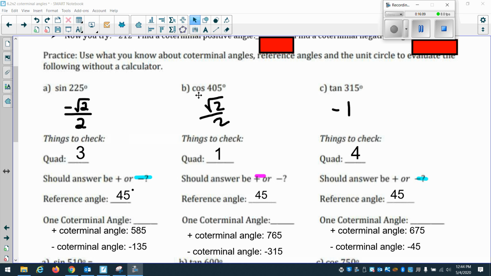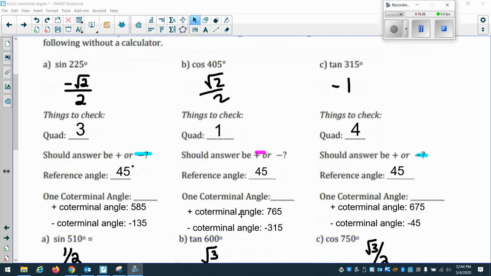For B, cosine of 405. Okay, that's in the first quadrant because if I take 405 minus 360, I actually get 45 degrees, which is the reference angle. And the cosine is the x value, and it will be positive, so root 2 over 2. And here are the 2 coterminal angles.